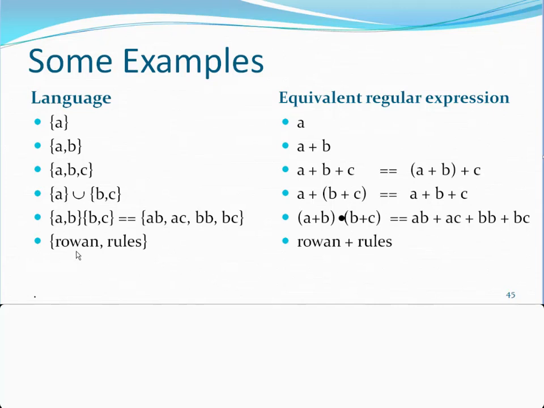Here's an easy one. If I have a string "Rowan" and another string "rules" in my set, so just a set containing 2 strings, I can just say Rowan plus rules. It's just the 2 strings added together, right? And you can see here, the plus really kind of means union, right? So it's the set containing Rowan unioned with the set containing rules, is one way to think about it.